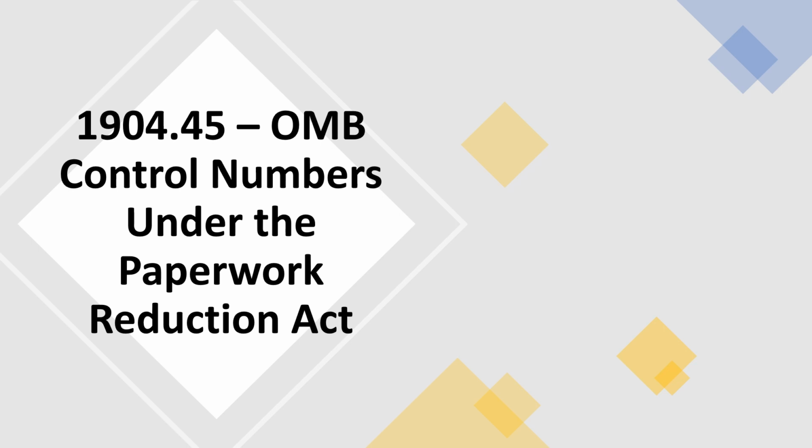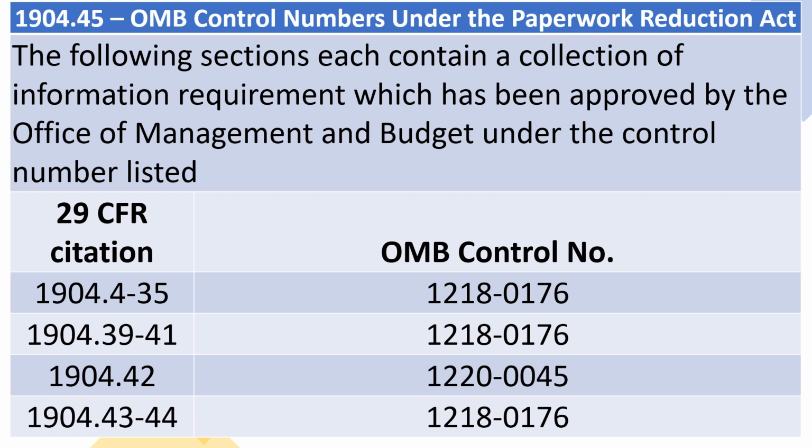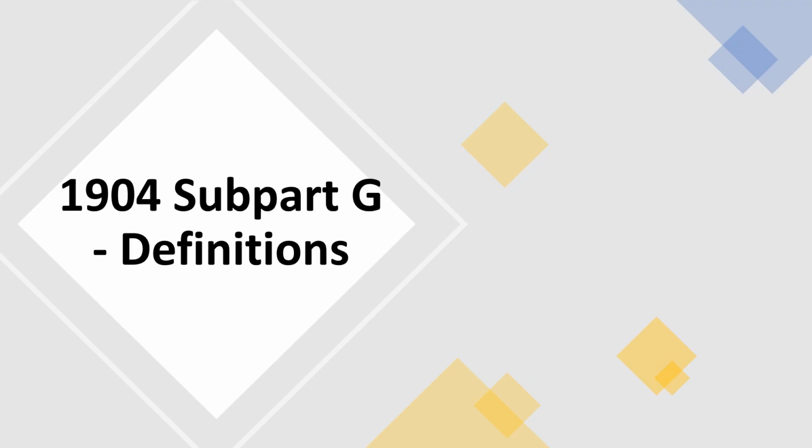OSHA 1904.45. OMB control numbers under the Paperwork Reduction Act. The following sections each contain a collection of information requirement which has been approved by the Office of Management and Budget under the control number listed. 29 CFR Citation. OMB Control No. 1904.4 to 35, 1218-0176; 1904.39 to 41, 1218-0176; 1904.42, 1220-0045; 1904.43 to 44, 1218-0176. 1904 Subpart G, Definitions.